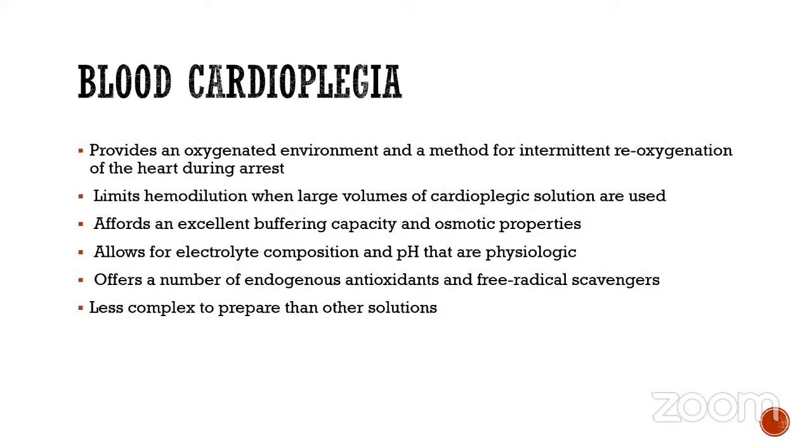The rationale behind using blood cardioplegia is that blood cardioplegia provides an oxygenated environment and a method for intermittent reoxygenation of the heart during a rest. It limits hemodilution when large volumes of cardioplegic solutions are used. It affords excellent buffering capacity and osmotic properties. It allows for electrolyte composition and pH that are almost physiologic, offers a number of endogenous antioxidants and free radical scavengers, and is less complex to prepare than other solutions.